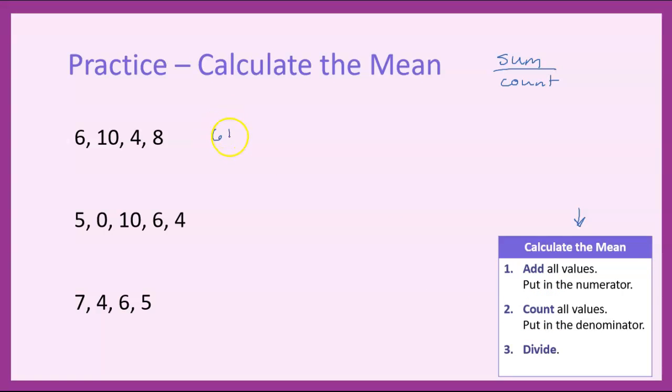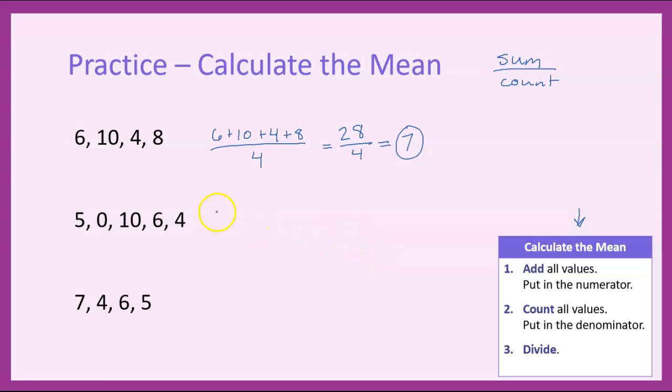So here we go. Let's add these numbers, 6 plus 10 plus 4 plus 8. And then we count them, 1, 2, 3, 4. So we divide by 4. 6 plus 10 is 16, plus 4 is 20, plus 8 is 28. So we get 28 over 4, which divides evenly into 7. 7 is our mean for that set of data.